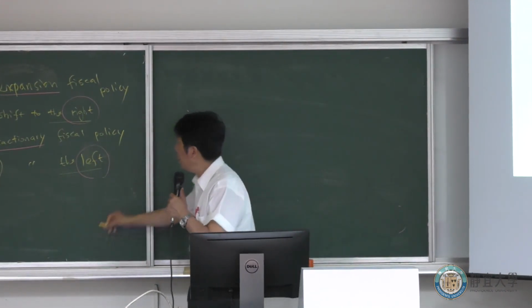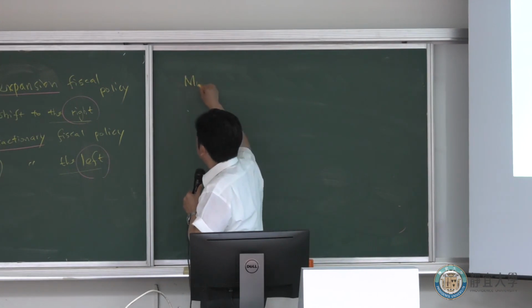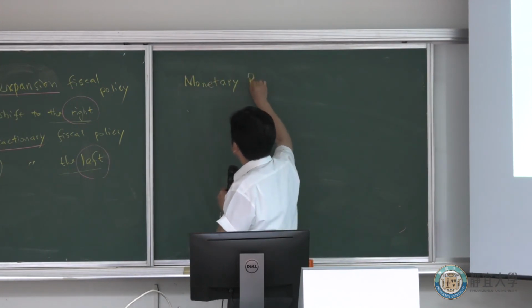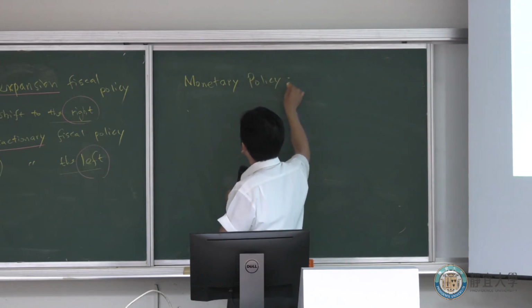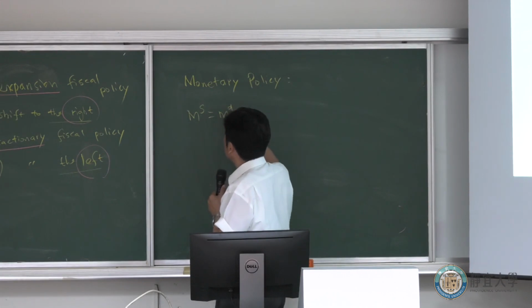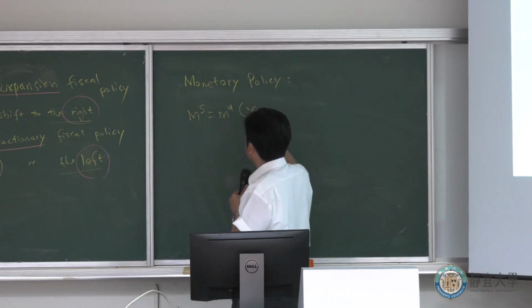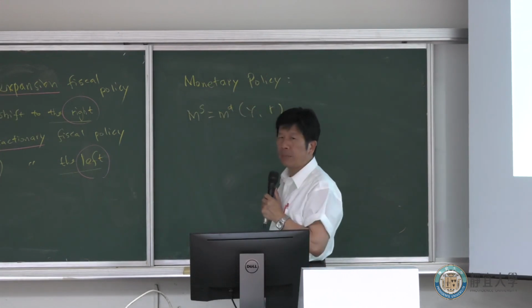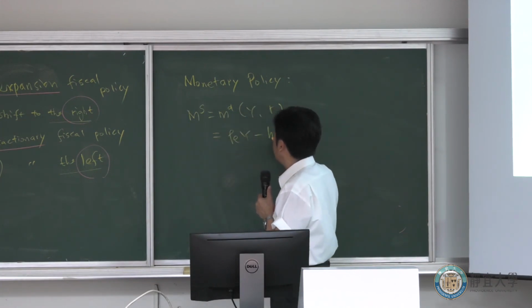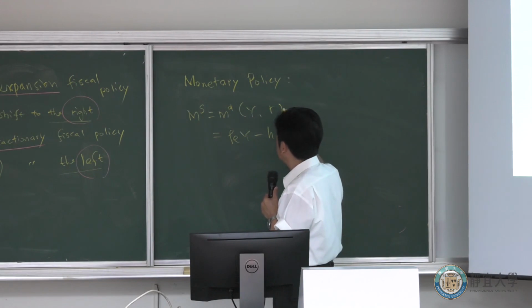Because we write down the monetary policy. You can look: money supply equal to money demand, and this is Y and R. And this is what we already call KY minus HI.